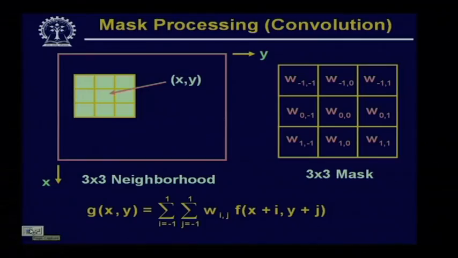Now, we have already seen during our earlier discussions that a convolution operation in the spatial domain is equivalent to multiplication in the frequency domain. Convolution in the spatial domain is equivalent to multiplication in the frequency domain. Similarly, a convolution in the frequency domain is equivalent to multiplication in the spatial domain.